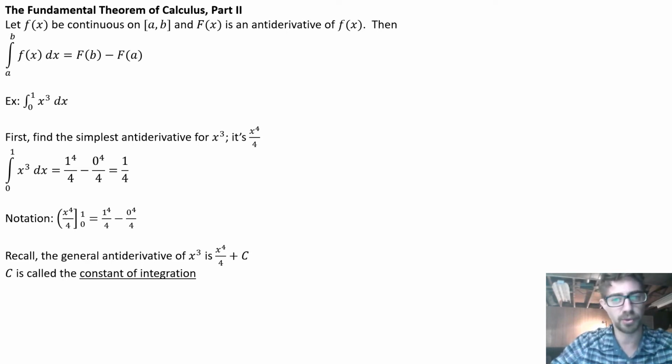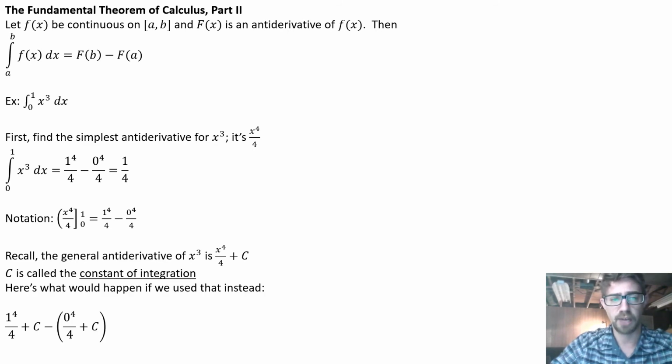I didn't call it that before because we didn't have the word integration yet. But we saw with like the rock on Mars example that sometimes you can use that and figure out what it actually is. So that's what it's called. If I used x to the fourth over 4 plus c, it wouldn't matter what c was, 100, it could be minus pi or whatever. Look what would happen. I'd have 1 to the fourth over 4 plus c minus, the parentheses are important, 0 to the fourth over 4 plus c. You see what's about to happen with those c's, right? That negative sign would distribute and they would just cancel out.